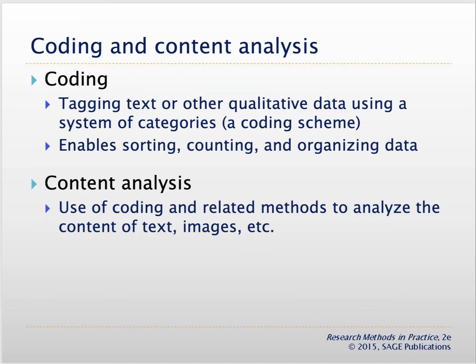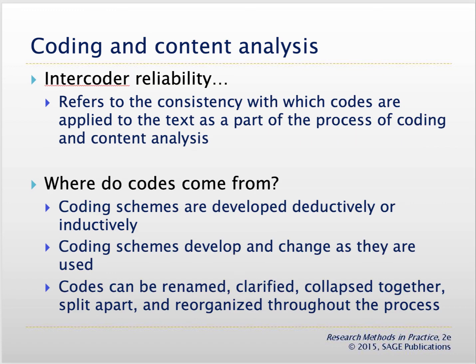So again, coding is tagging using a system of categories, and coding doesn't have to do this, but it does enable sorting and counting, quantitative data analysis, and it definitely enables organizing your data. When you do coding, you can have intercoder reliability. In the next chapter, we're going to talk a lot more about reliability, but that just means the extent to which the codes are consistent between researchers, between coders.